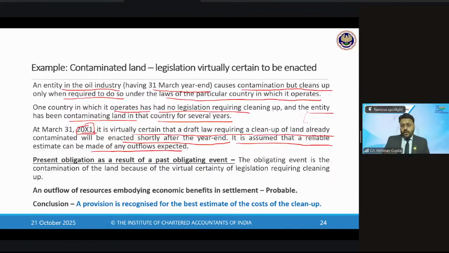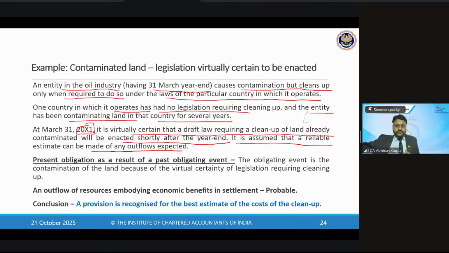So provision of what? Provision of the cleanup, or provision of paying fines and penalties for not doing the cleanup? What do you think? Cleanup. Cleanup, right? Because default is not yet made, right? Maybe the law gives a time of 6 months, right? That is not available in this fact. So we do not know by which date, if we don't do the cleanup, the default will arise, right?